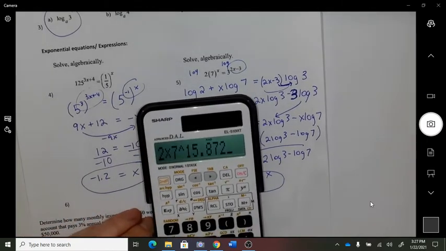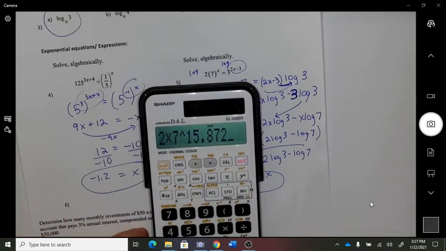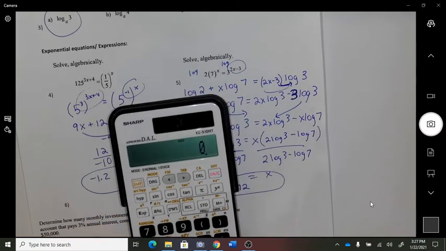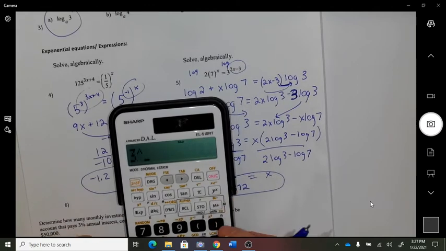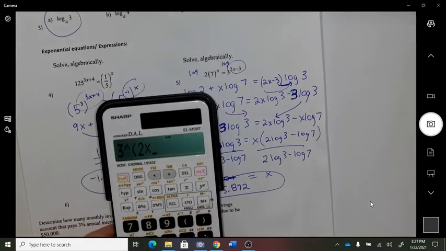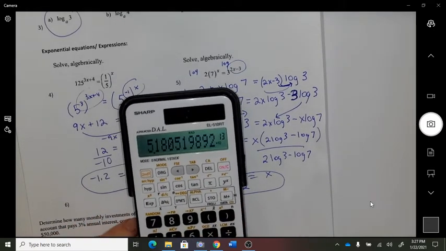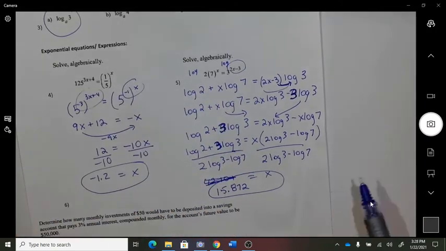I'm just going to double check my answer here. So what does this side equal if I plug that in? Okay. 3 to the... okay, so you can always check your answer at the end.